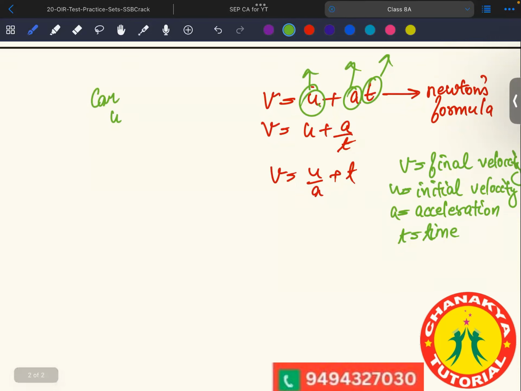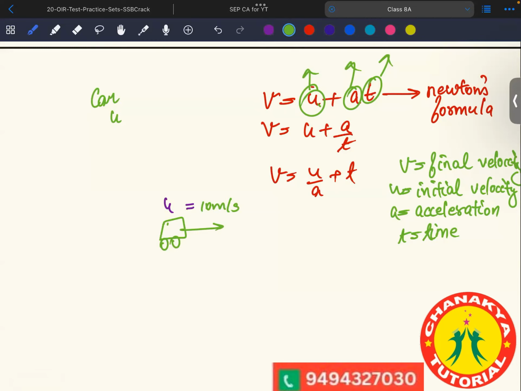Let's say you are cycling, or let's say you are driving a car. This is your car. You have some initial velocity. Let's say initially you are driving at 10 meter per second. Are you with me until now? Good. So you are driving with 10 meter per second. So what is this 10 meters per second? This is u, initial velocity.